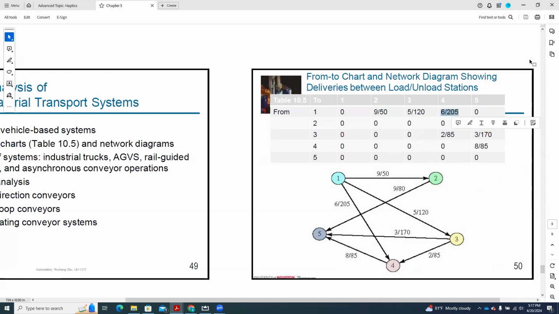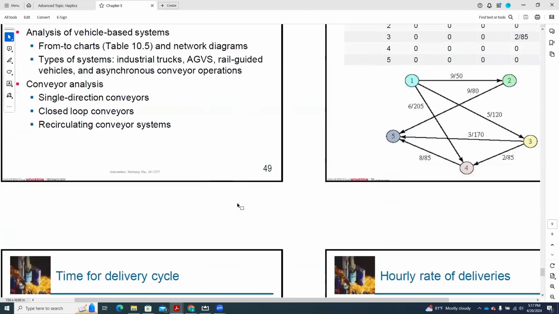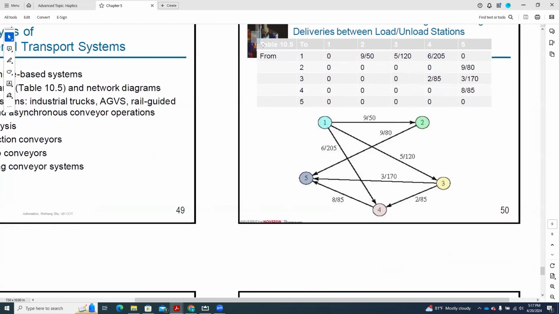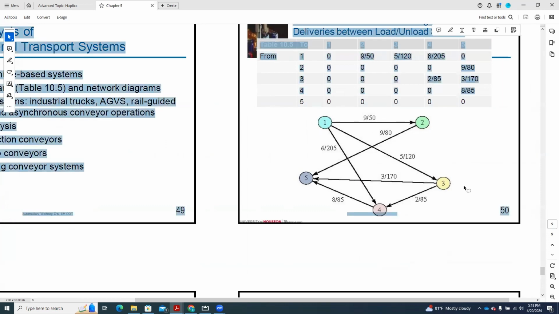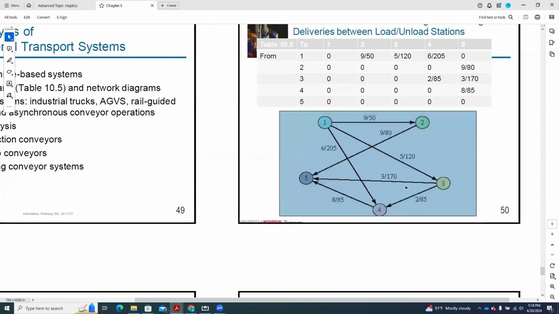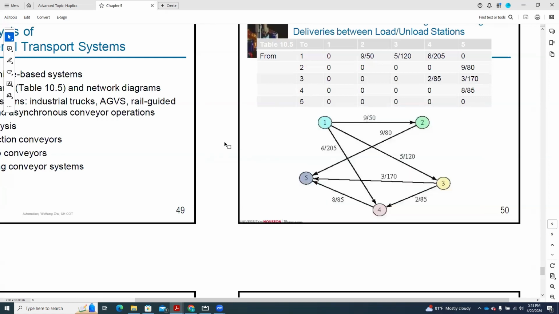Okay, so 4, and also sometimes it will return, but here none of the work returns to station 1. But in some of the examples it will return to station 1. All right. So using the precedence diagram, you can draw this from-to table. It's easy to draw. If you have this, you can easily draw from-to, and if you have from-to, you can also draw the precedence. So drawing one of these from the other one is not that difficult.